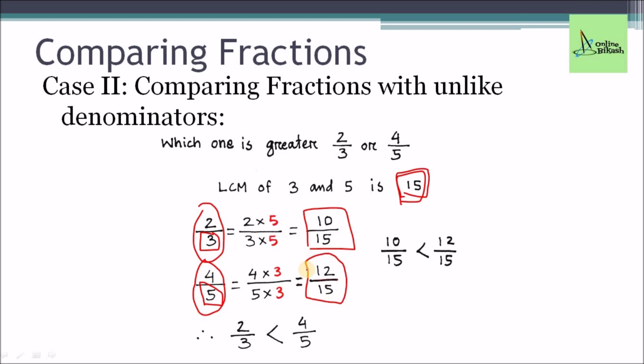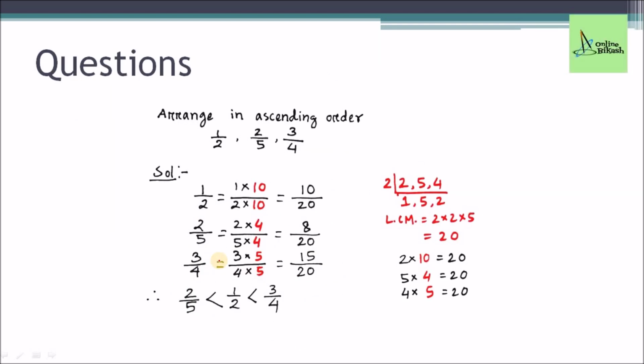Now you have seen that the denominators are the same. Here it is 15 and here it is also 15. Now you can easily say which one is bigger. You will say 12 by 15 is bigger, that means 4 by 5 is bigger. Understood? I hope it is clear. We will be more clear with this example.